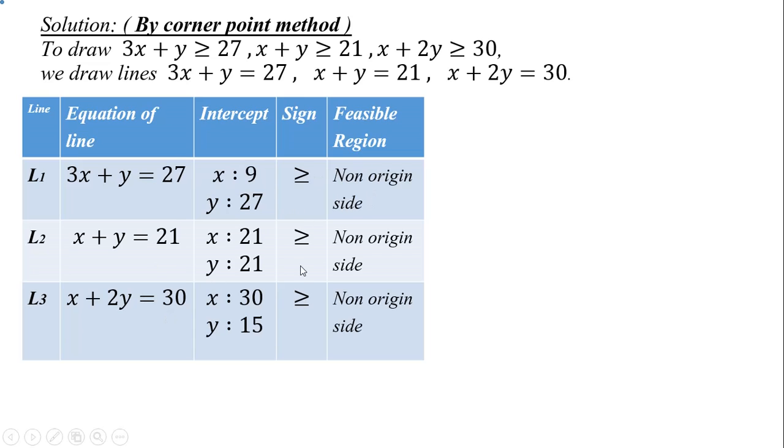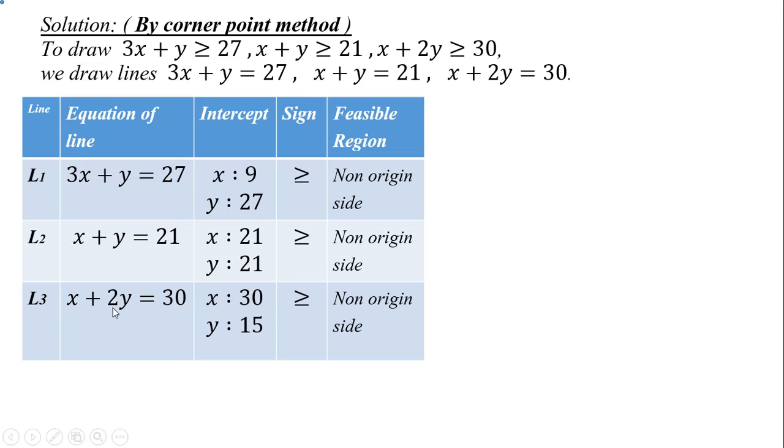Now we consider the sign of the inequation. All the three inequations have the greater than or equal to sign. So if we substitute coordinates of origin here, 0, 0, so 3 into 0, 0, plus 0, and the sign is greater than or equal to. So 0 is not greater than or equal to 27. Therefore, origin is not satisfying this inequation. So the solution set of the first inequation is the non-origin side of this line L1.